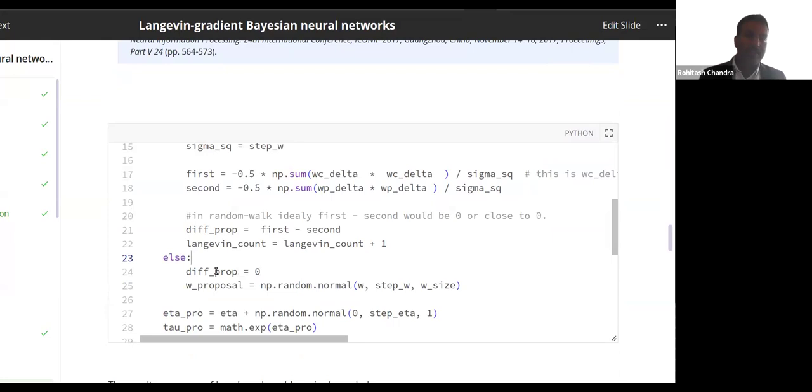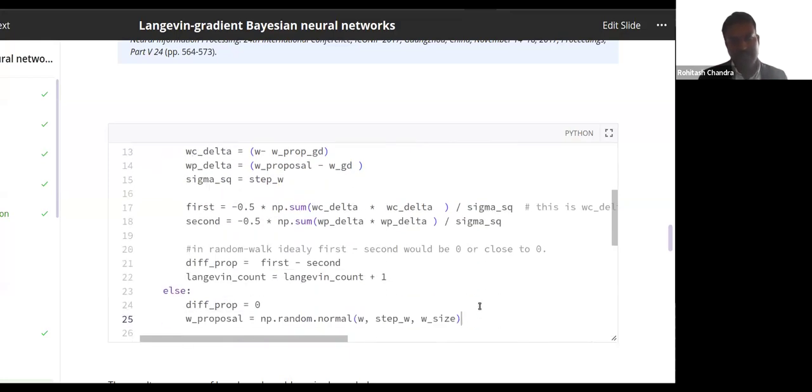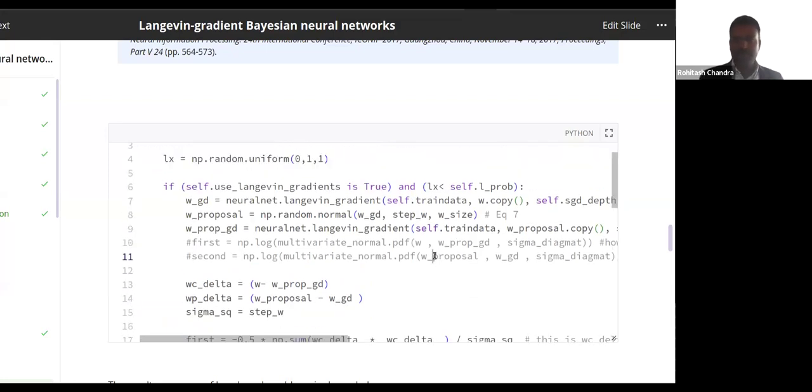That's the case of the Langevin gradients, if we want to use them. In this implementation, we have a probability of using Langevin gradients. We say that the Langevin gradient probability is, let's say, 0.5. That means half of the time we are going to use a standard proposal distribution. The other half of the time we are going to use a Langevin proposal distribution. But note that in the Langevin proposal distribution, firstly, we run the neural network to get the Langevin gradients.